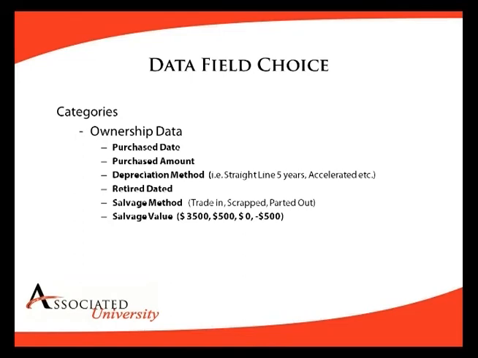Ownership data category is the purchase date, the purchase amount, your depreciation method, whether it's straight line, 5 years, or accelerated. You often can get this from your accounting department and is important when you start calculating economic points of recovery. The retired date of the vehicle and the salvage method, whether you traded in, scrapped, or parted it out, and salvage value, what you've got out of it.